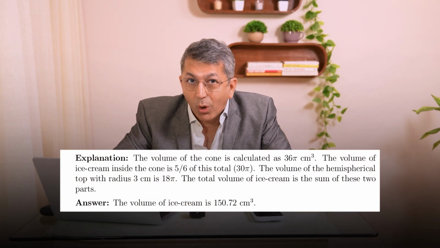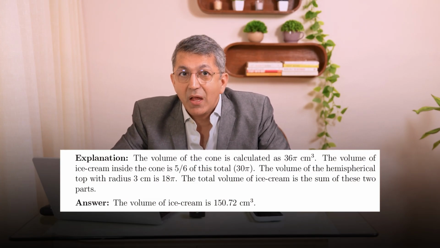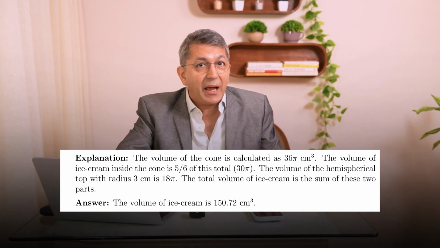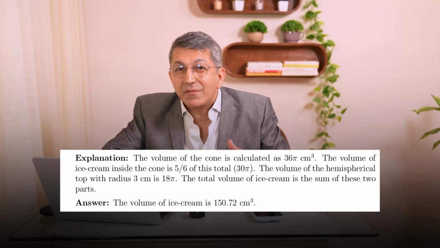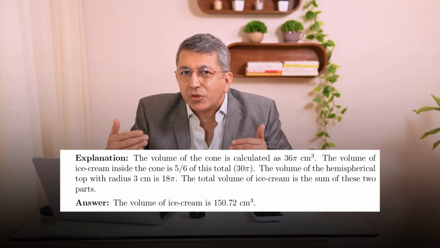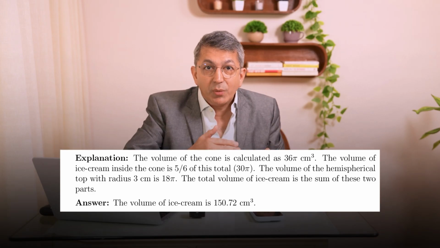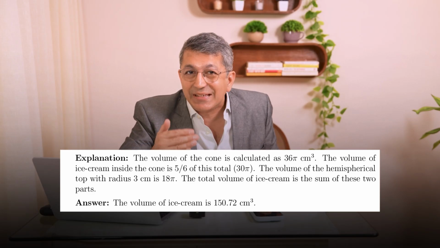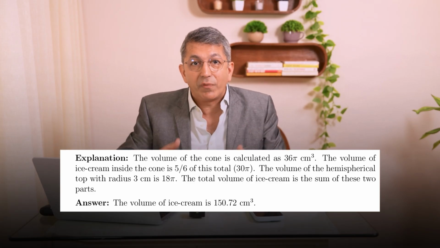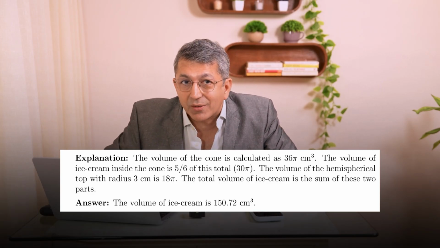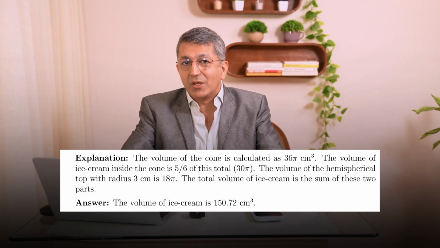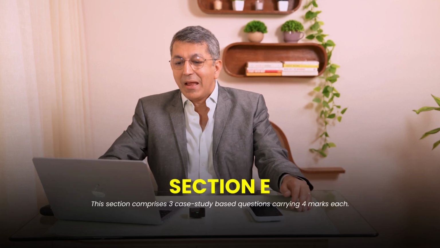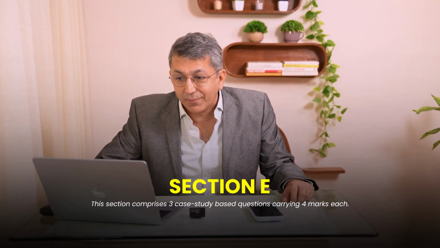Explanation: the volume of the cone is calculated as 36 pi centimeter cube. The volume of ice cream inside the cone is 5/6 of this total, 30 pi. The volume of the hemispherical top with the radius 3 centimeters is 18 pi. The total volume of ice cream is the sum of these two parts. The volume of ice cream is 150.72 centimeter cube. And now we move on to section D.